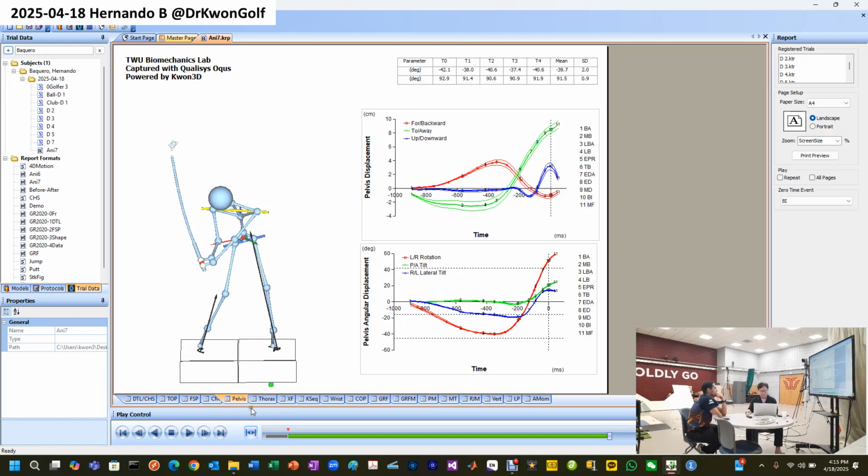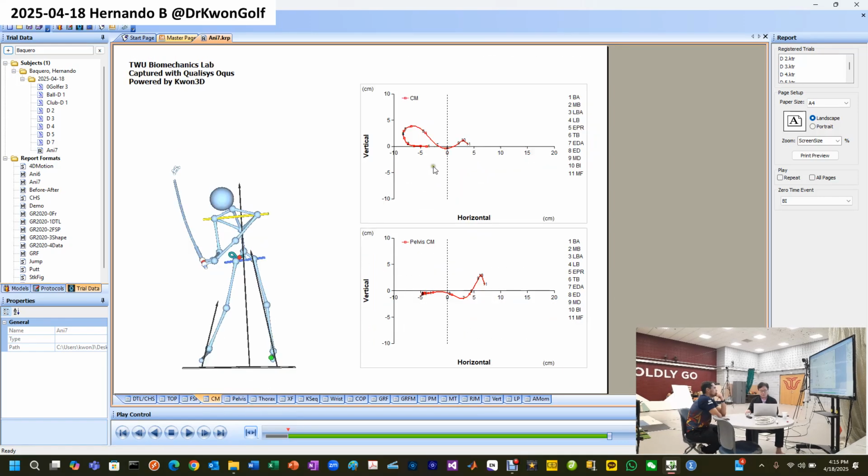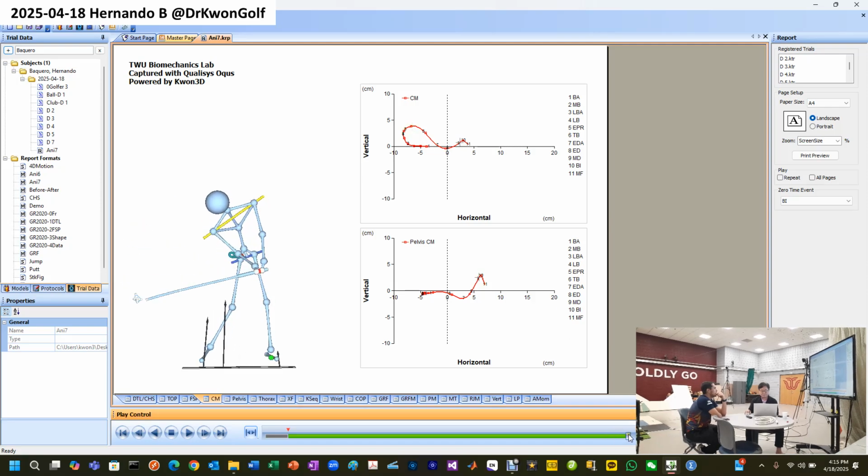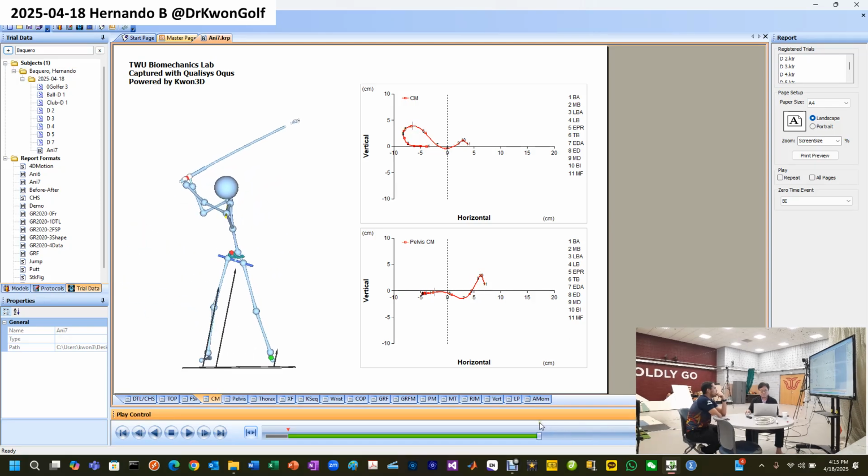And then center of mass motion here. Whole body center of mass. Starting from here, you have a good amount of away motion. It goes up. However, this is the end of pelvis rotation. Usually, this should be the high point, and then it starts coming down, but your high point occurs later, about here, between the end of pelvis rotation and the top of backswing.